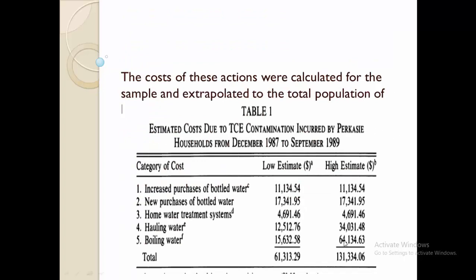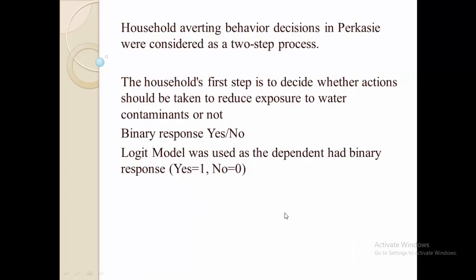This is Table 1. It shows the different types of expenditures: increased purchase of bottled water, new purchases of bottled water, home water treatment systems, hauling water, and boiling water. And these are the low and high estimates given in this table for this purpose.